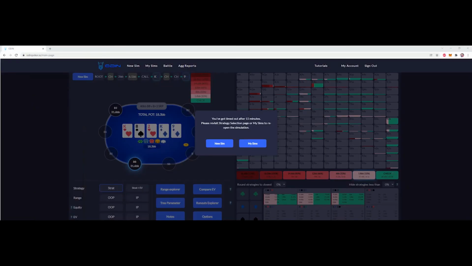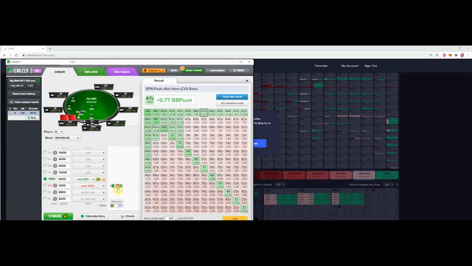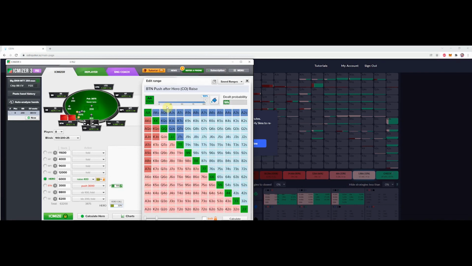So what I'm going to do here is move this to the side, bring back ICMizer, and edit the ranges here that the button is shoving. As I said, I think aces is, or at least should be, played at a pretty high frequency call here. King-jack off, also doing very little jamming here. We are also only jamming ace-9 off profitably. I mean, there's a little bit of call between these, but it's close enough where we can just pure jam here.